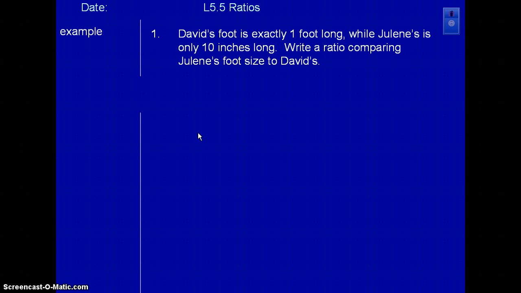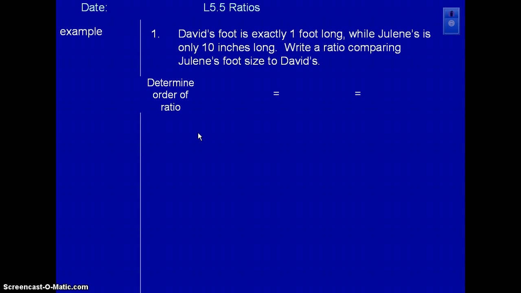Taking a look, we're just going to dive right in for an example. There's a similar example to this on page 275 of your textbook. If David's foot is exactly 1 foot long and Julien's is only 10 inches long, write a ratio comparing Julien's foot size to David's. You'll see some suggestions. You should try those before revealing the answer. Press pause if necessary.